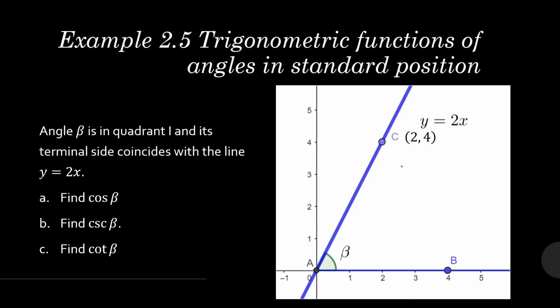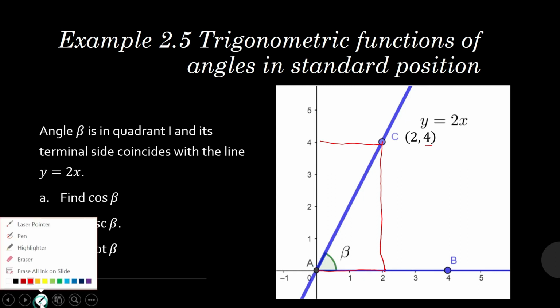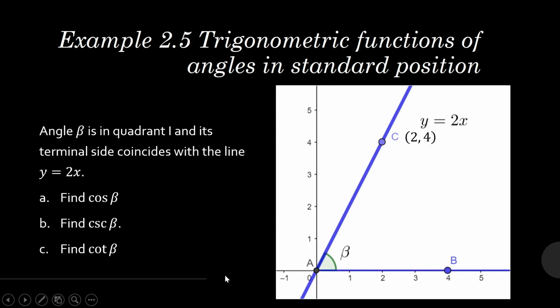So the distance of point C from the horizontal axis is what? It's 4. So we can draw a vertical line to the horizontal axis. And at the same time, the horizontal distance of point C from the vertical axis is equal to 2. But that length is also equal to the distance of this point from the origin. And so with these figures now in our plane, you can see that the point C with coordinates 2 and 4 actually defines a right triangle.